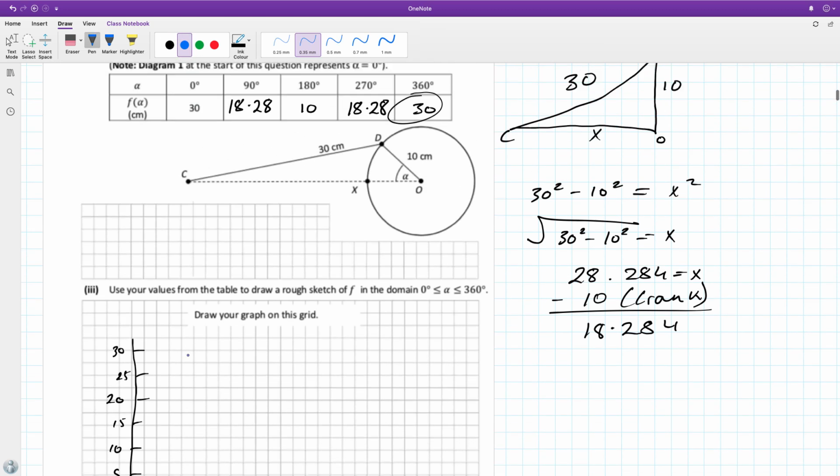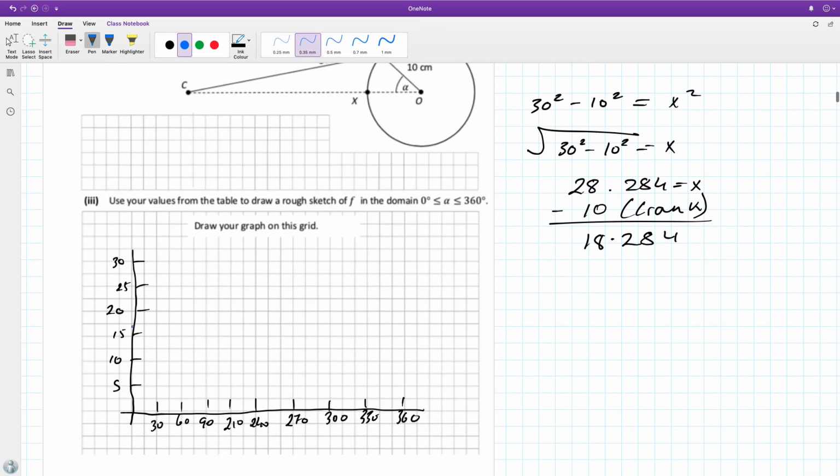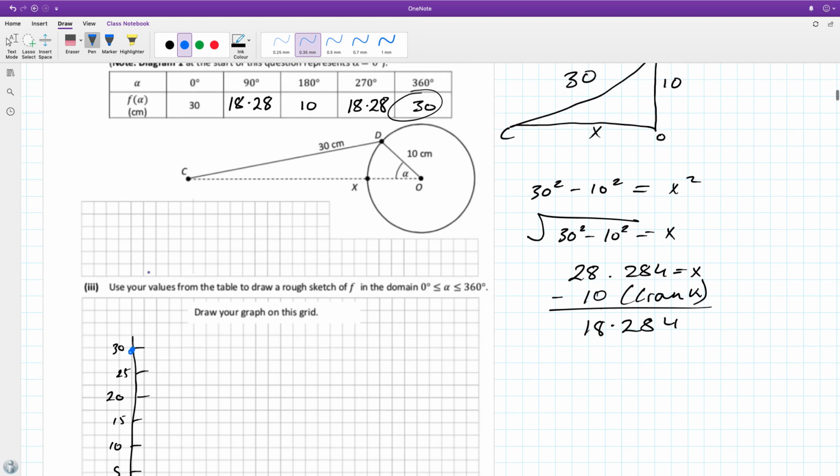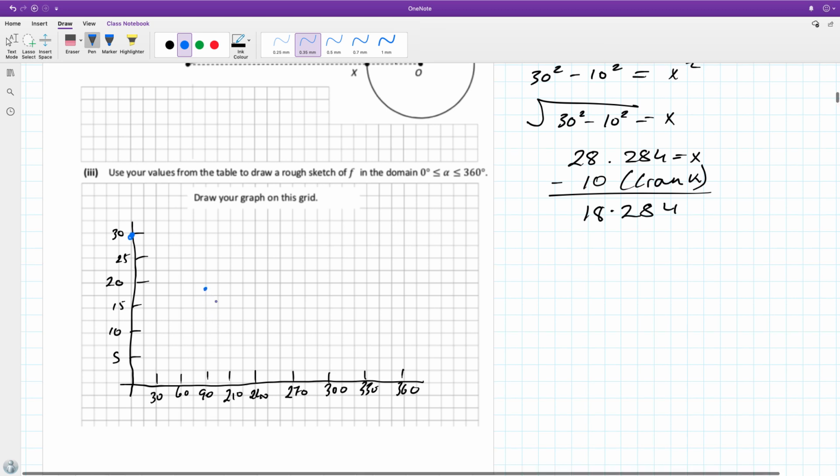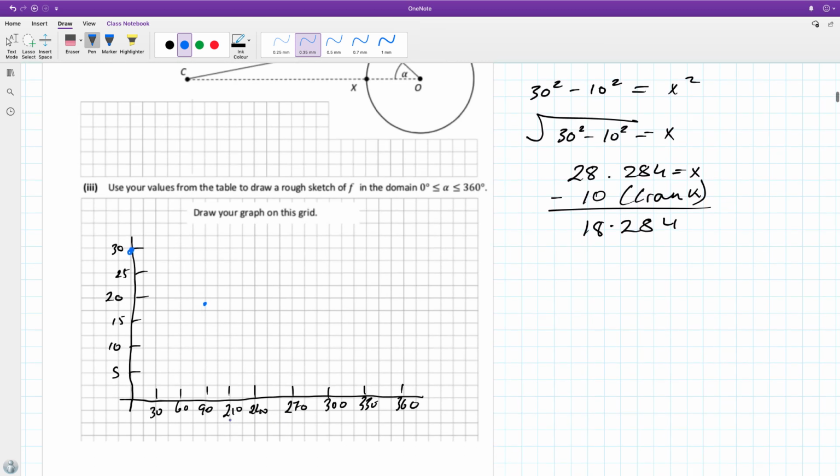Right, 30 we had. When it's 0 degrees it starts at 30. When it's at 90 degrees, 18.28, about there. When it's at 180, it's at 10. Geez, I did some jump there. My God. It was impressive.